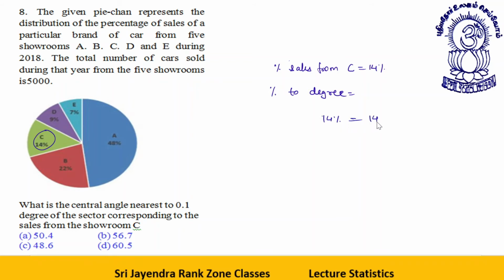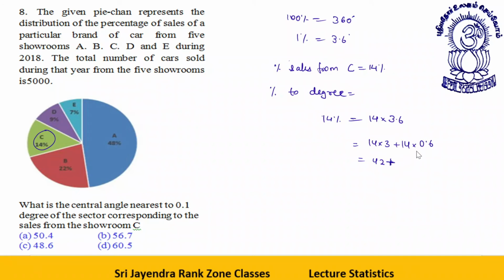14% is equal to 14. You see, 100% is equal to 360 degree. So 1% will be 3.6 degree. 14 into 3.6 degree. How do you do 14 into 3.6? 14 into 3 plus 14 into 0.6. 14 into 3 is 42. What is 14 into 0.6?